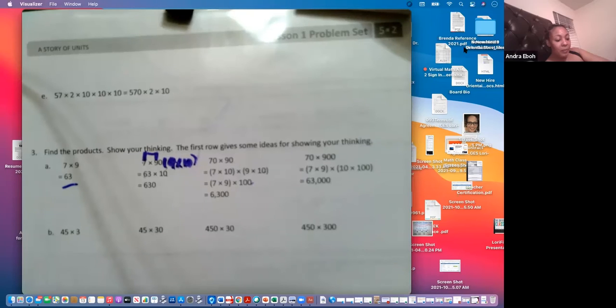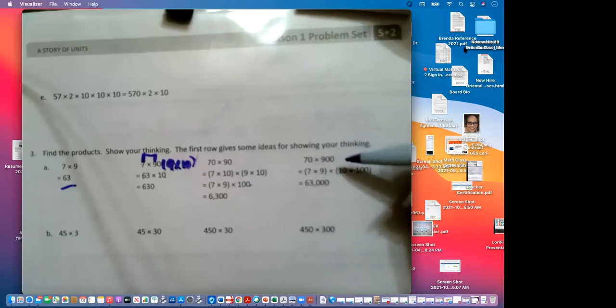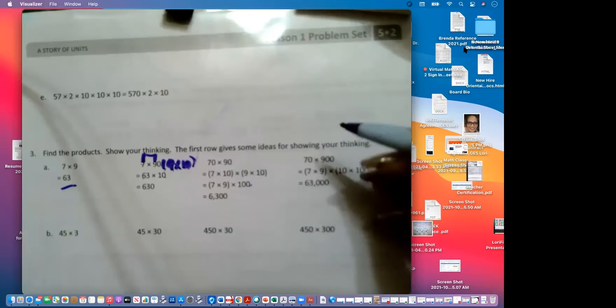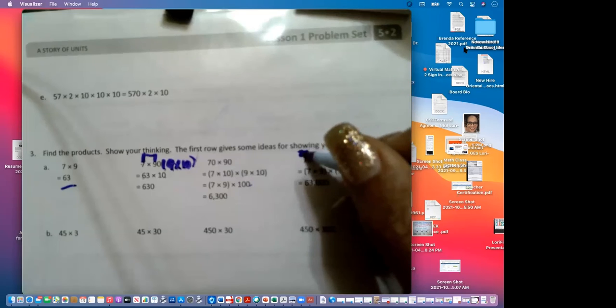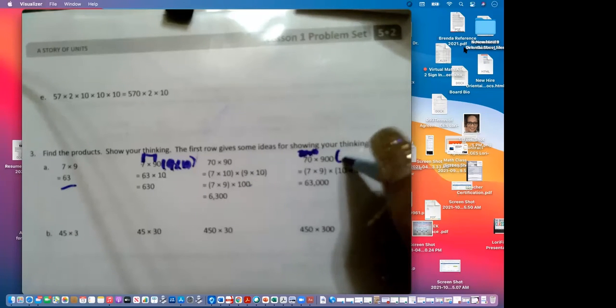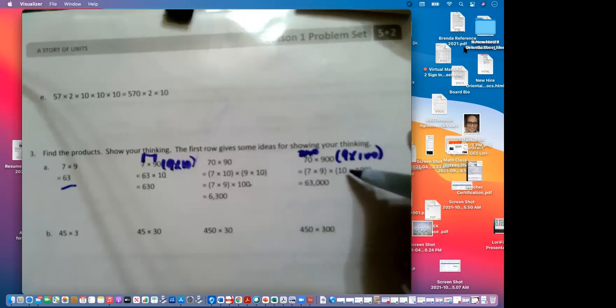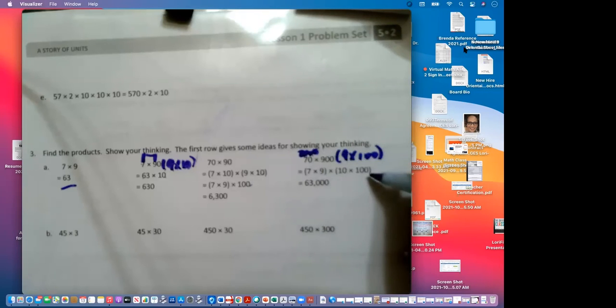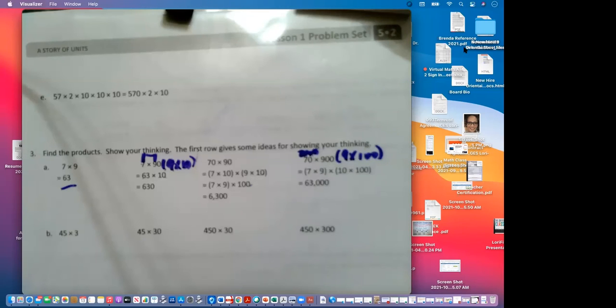So let's look at the last strategy, 70 times 900. We can do 7 times 9 is 63. We can decompose 7 to 7 times 10, and 900 can be decomposed to 9 times 100. Put the basic facts together, 7 times 9, and then multiply 10 times 100. 7 times 9 is 63, 10 times 100, you add those 3 zeros. So it's 63,000.